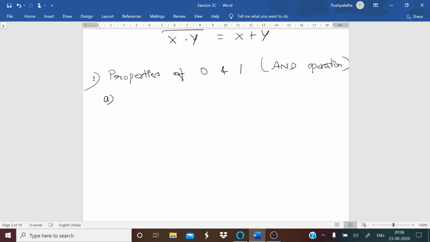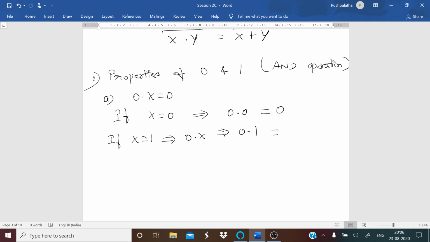Now first, what is the statement? 0 into x equals 0, x into 0 equals 0. So this is the logical multiplication AND operation. So if x is equal to 0, then in the place of x over here, whatever you have x, you are going to place 0. So what is 0 into 0? This is 0. Then if x equals 1, we have the statement 0 into x, that is 0 into 1, 0 ones are 0. So it is proved, hence proved.